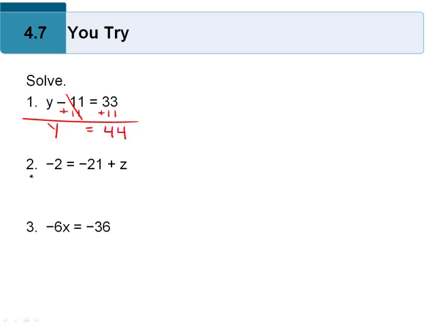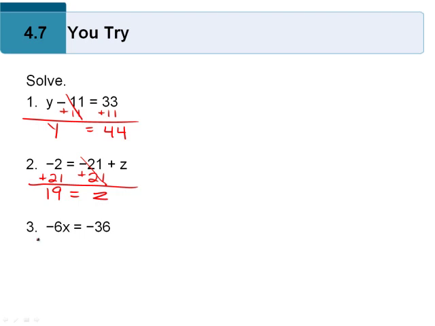All right, number 2. Negative 2 equals negative 21 plus z. So here's your variable, the z. I want to get rid of negative 21. So I have to add 21. Always do the opposite operation. Okay. Negative 2 plus 21, you have to subtract there and keep the bigger sign. So that's going to be 19. The 21's do cancel, and the z comes down.